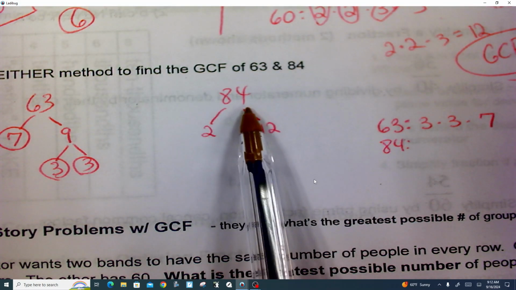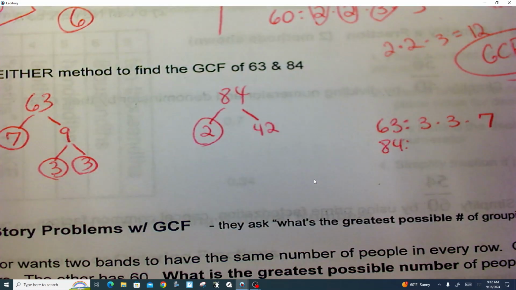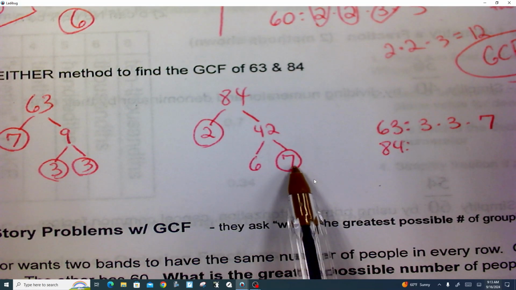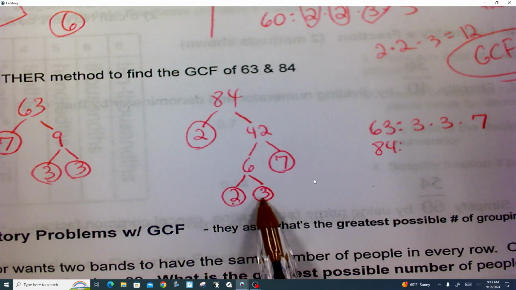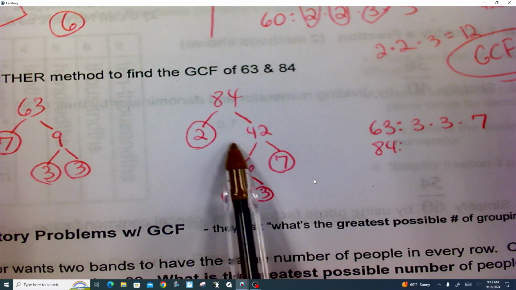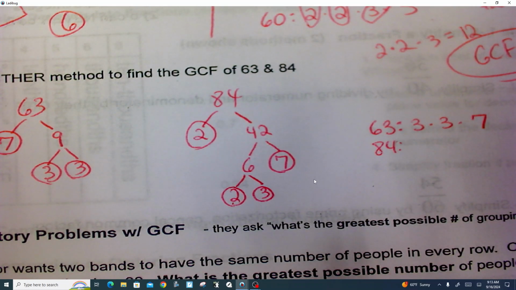I know I can always divide an even number by 2. So 2 times 42, prime. 42 is 6 times 7. 7's a prime number, but 6 is not. That pulls us down to 2 times 3. And so now I can take all of my prime factors for 84 and just list them least to greatest.